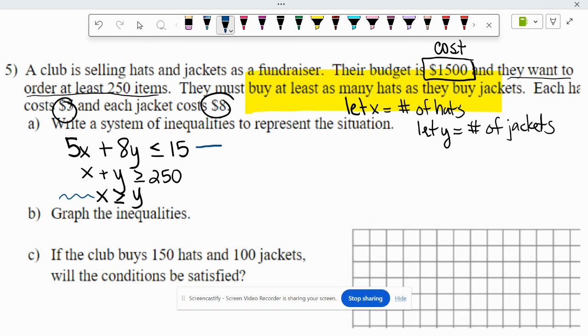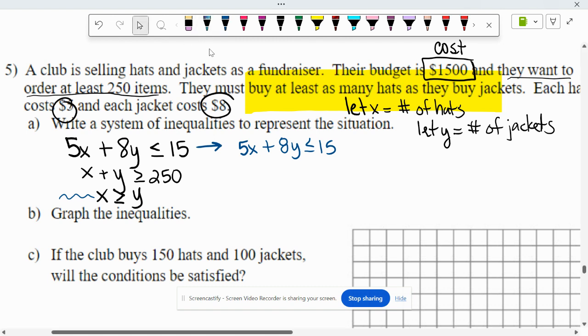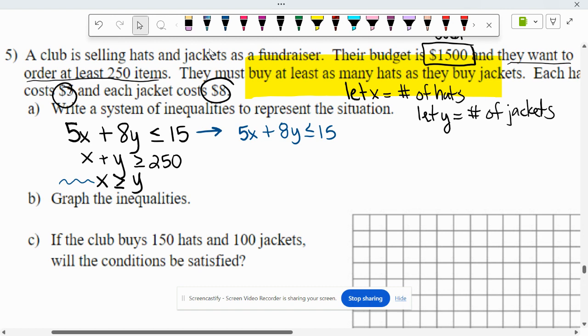So this first one, we're going to solve for y. So let's see, 5x plus 8y is less than or equal to 1500. What does that look like in terms of solving for y? What do you want to do? Subtract 5x from both sides.